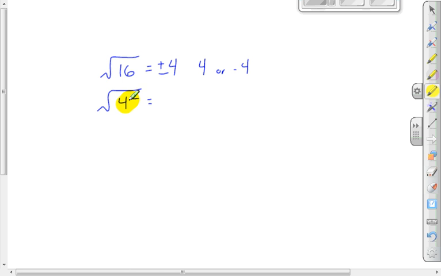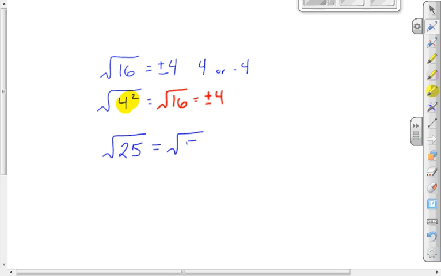If I squared 4, I'm still going to get 16. And if I take the square root of 16, I'm still going to get plus or minus 4. So let's apply this to another example. Let's say the square root of 25. Is the square root of 25 equal to the square root of 5 squared? Well, 5 squared is 25, and the square root of 25 is plus or minus 5. So yes.